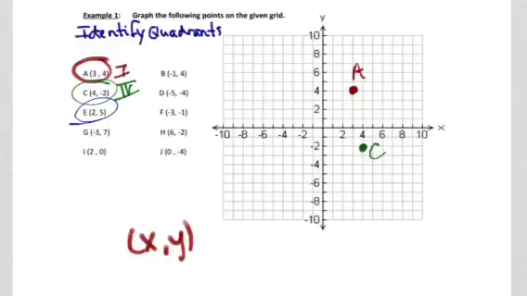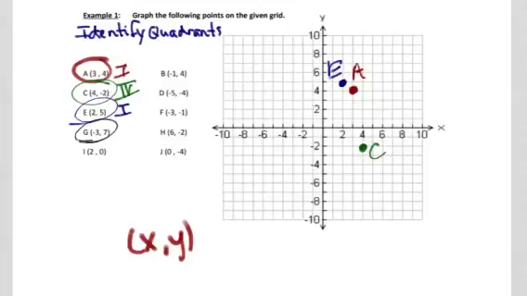E, 2, 5. Well, the first number is left or right. The 2 is positive, so it's to the right. The second number is up or down. It's 5. It's positive, so that's up. So if I go 2 to the right and up 5, that gets me point E. Also in quadrant 1, the top right quadrant. Now let's do one more of these together.